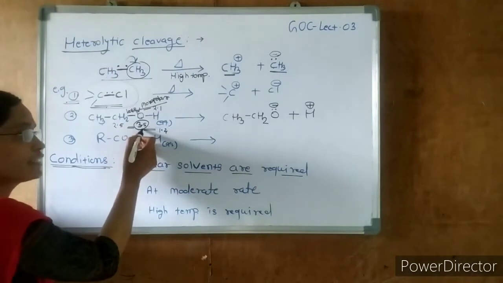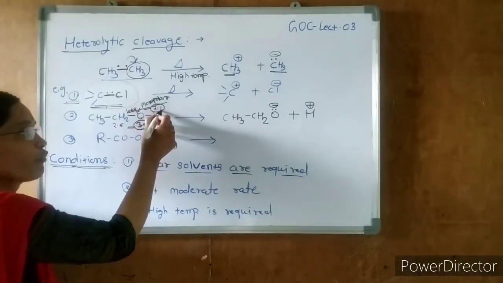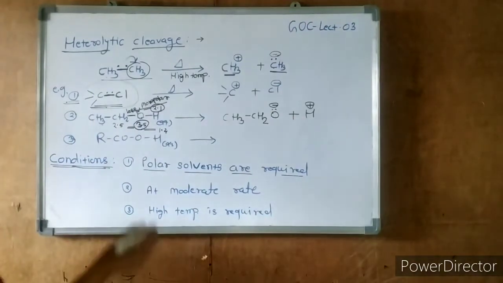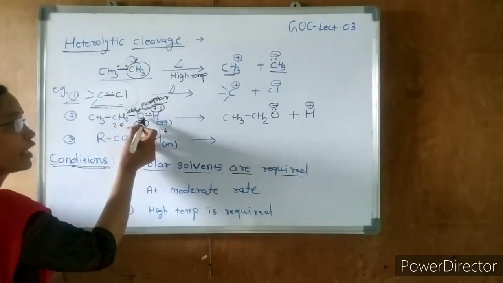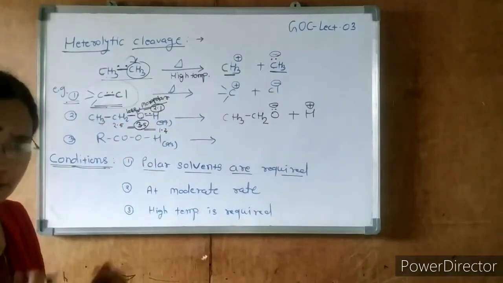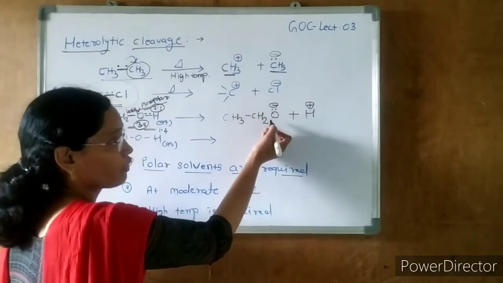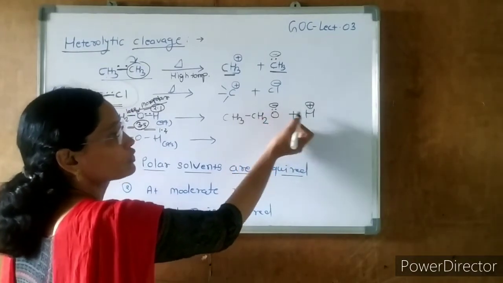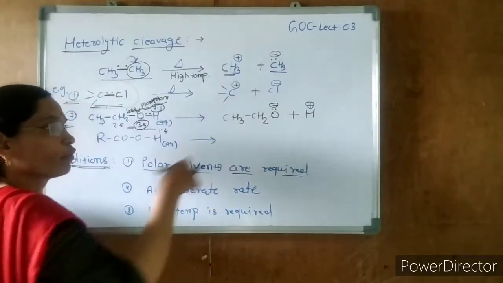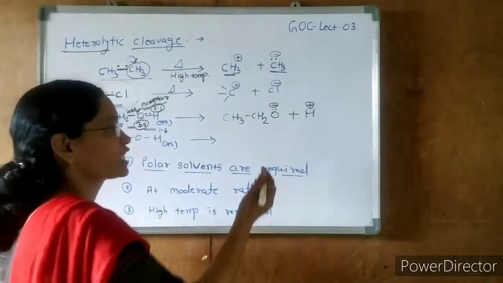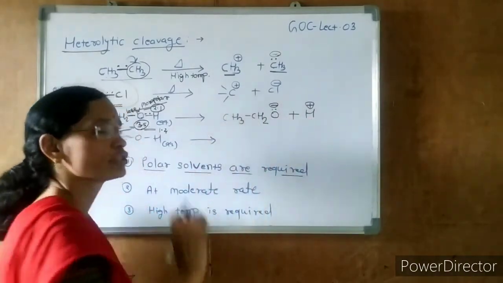Electronegativity of oxygen is 3.5. Electronegativity of hydrogen is 2.1, which is less. That's why both the bonded electrons get attracted by the oxygen towards itself. One electron is of oxygen, the other electron is of that hydrogen, and both electrons get attracted by the more electronegative oxygen atom. That's why it will acquire negative charge and the hydrogen will acquire positive charge.